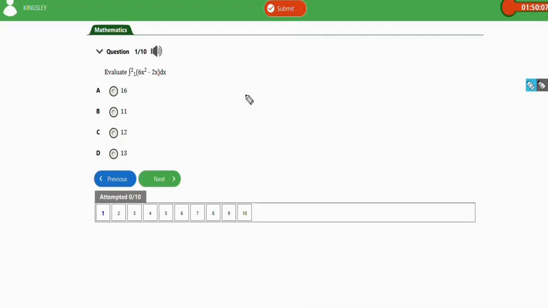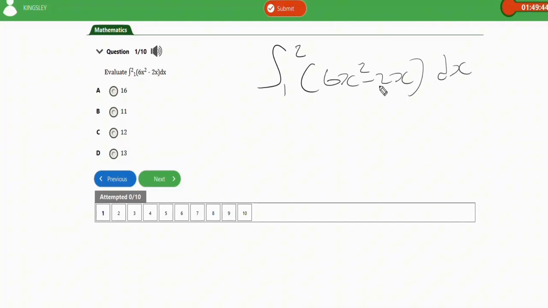So let's solve this. Okay, so this is a question. How you identify a definite integral is that they have upper and lower limits. Like here the upper limit is 2, the lower limit is 1. So we have the function 6x squared minus 2x dx. This dx stands for the variable of integration.